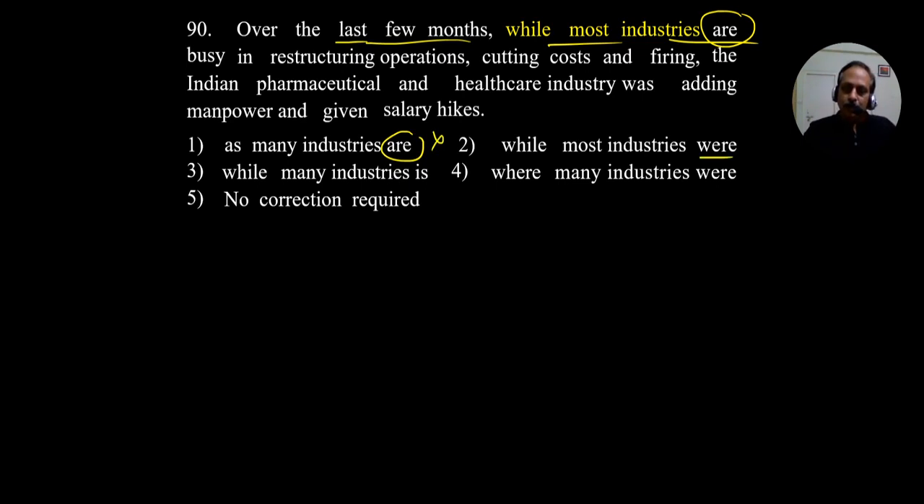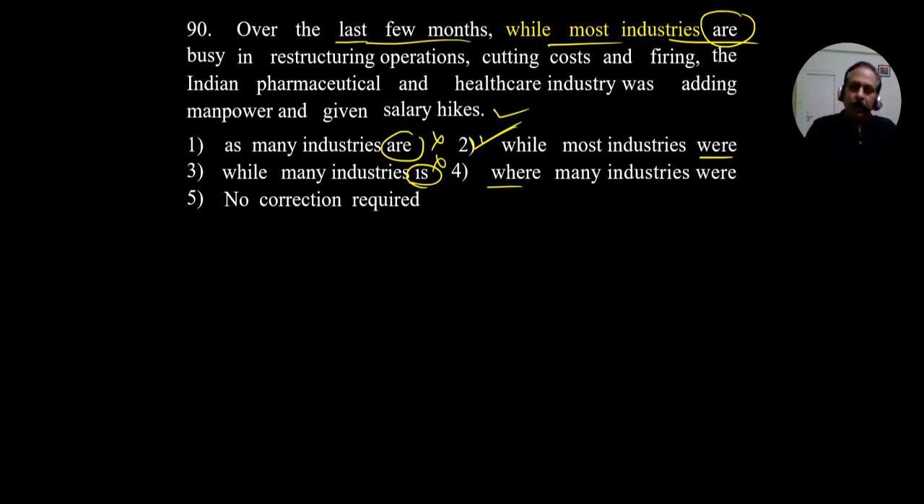While most industries were busy. While many industries is not correct. Where many industries, not where, while. What is the answer based on that? Over the last few months, while most industries were busy in restructuring operations, cutting costs and firing, the Indian pharmaceutical and healthcare industry was adding manpower and giving salary hikes. Answer is the second option. That's all for today from this paper.